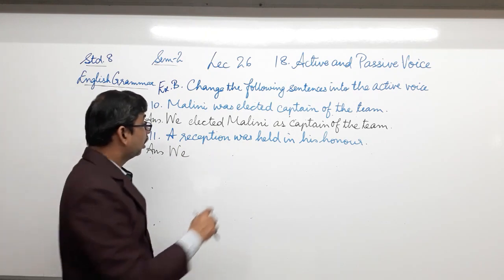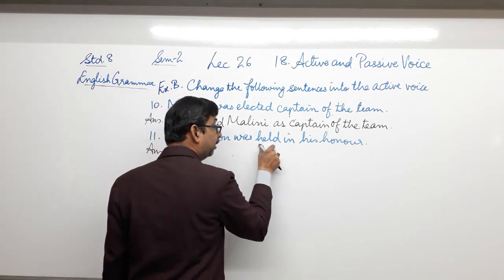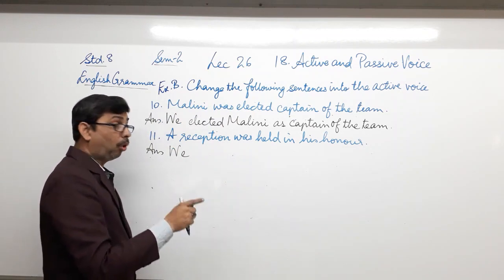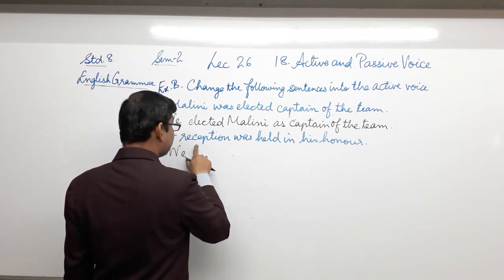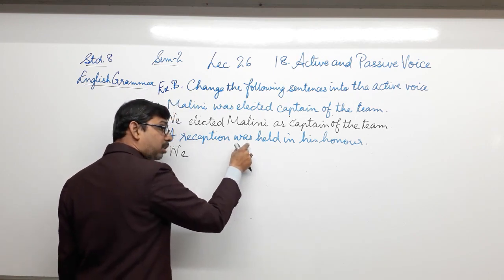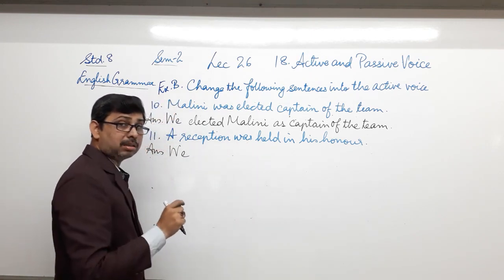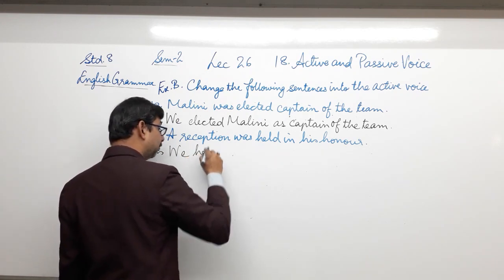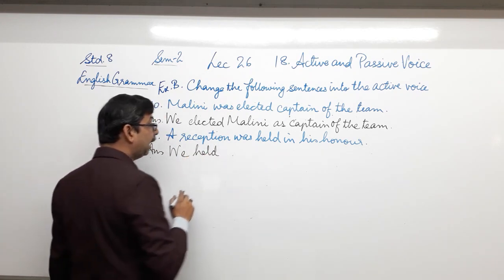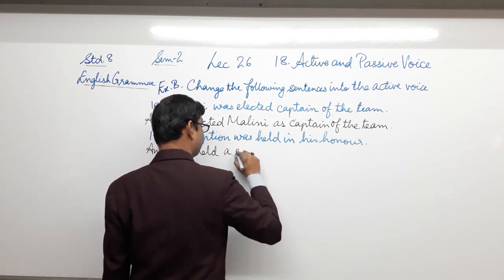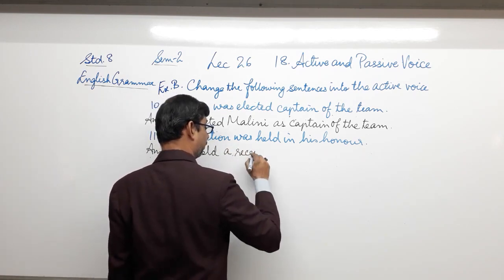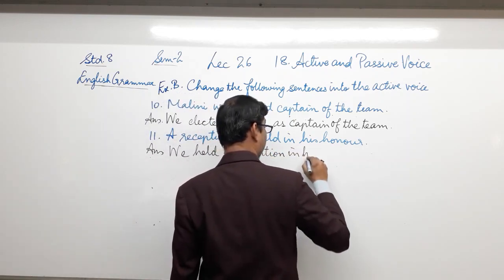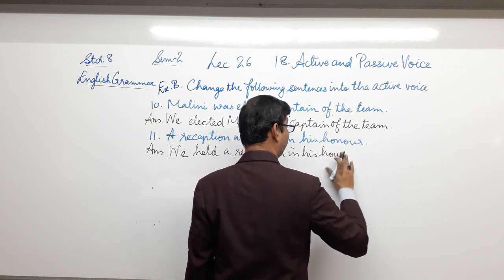held a reception. Well, we have was held. Unlike the previous sentence where we changed was held to hold, in this one, a reception was held, so we have the word was given to us, which indicates the simple past. Hence, we will have to maintain the past tense over here. We held a reception in his honor. The complement of the sentence.